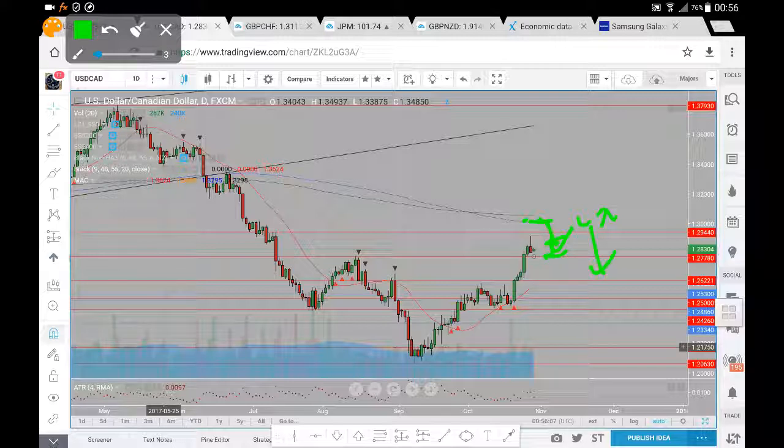But overall, we are expecting a continuation of the move to the upside, especially in light of the divergence in policy. So that should wrap up the US dollar CAD analysis.